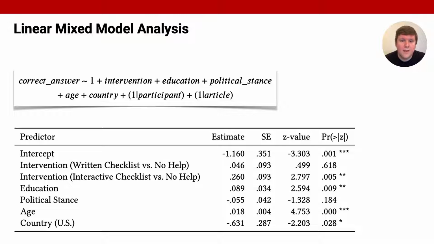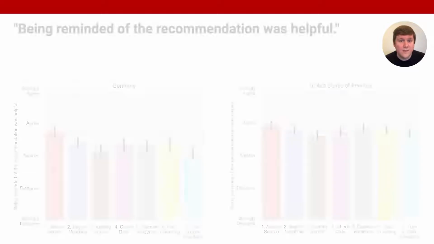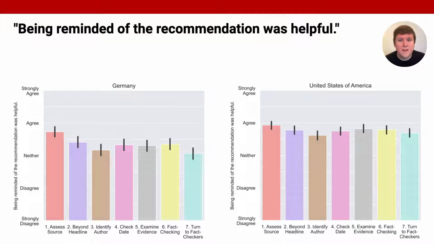The linear mixed model analysis shows that the interactive checklist has a strong positive effect on whether participants provided correct article ratings. We also find moderate effects of education, age, and country. In addition to that, we investigated whether participants perceived it as helpful that they were reminded of the different components of the interactive checklist. We find that reminding users about the Assessing the Source component is perceived as most helpful. In Germany, the reminder to turn to fact-checkers is perceived as the least helpful component. In the United States, it is second to last.